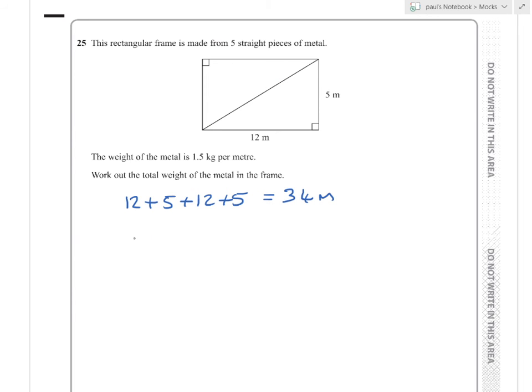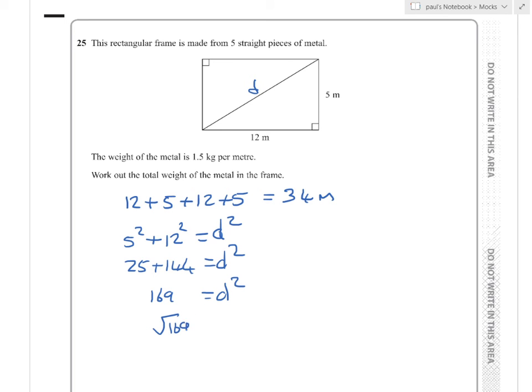So this is Pythagoras. 5 squared plus 12 squared equals, I'll call that D for the diagonal, squared. So 25 plus 144 equals the diagonal squared. That's 169 equals the diagonal squared, and the square root of 169 is 13. So the diagonal is 13. I'm going to take that 34 and add 13 to get 47 meters.